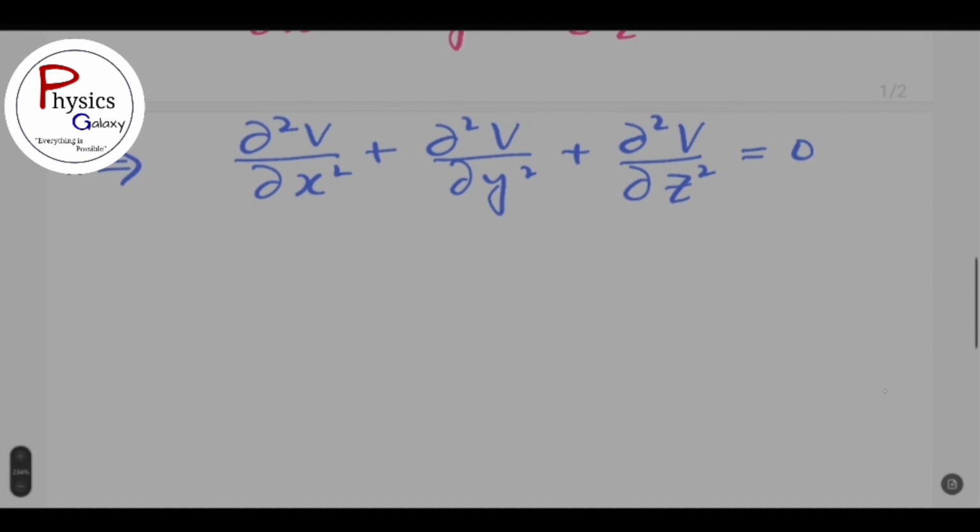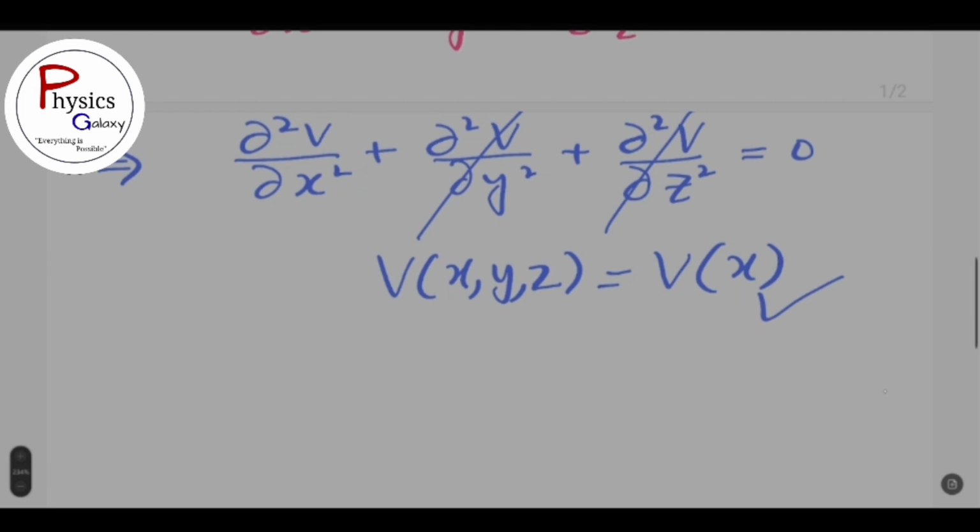Now one more assumption that I will make, so that I can make our life easy: the potential depends only on x. That is, V of x, y, z is actually V of x only. By that, these two terms will cancel out. If the potential only depends on x, then I can rewrite my partial differential as a simple differential, that is, d square V by dx square equals 0.